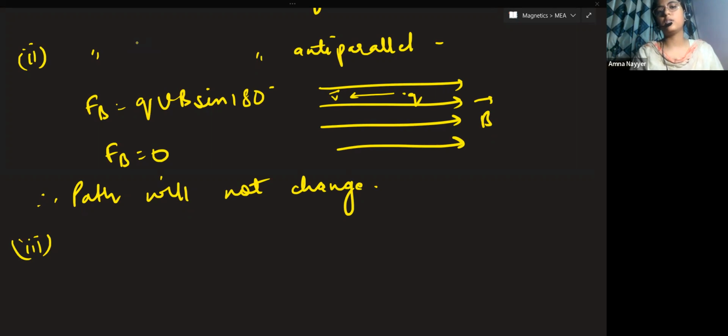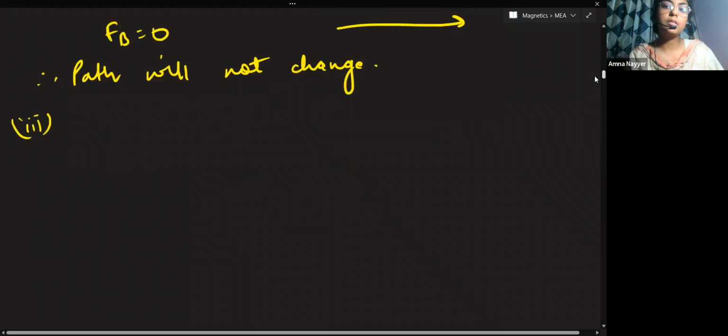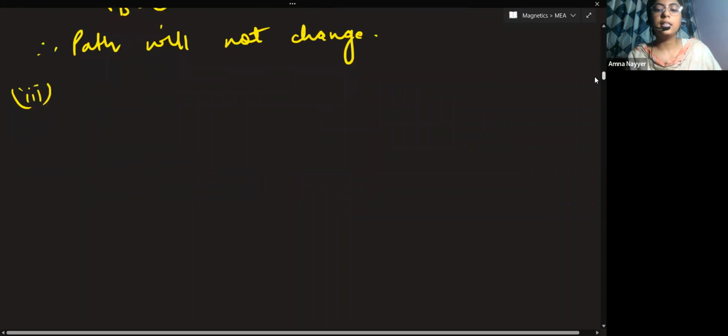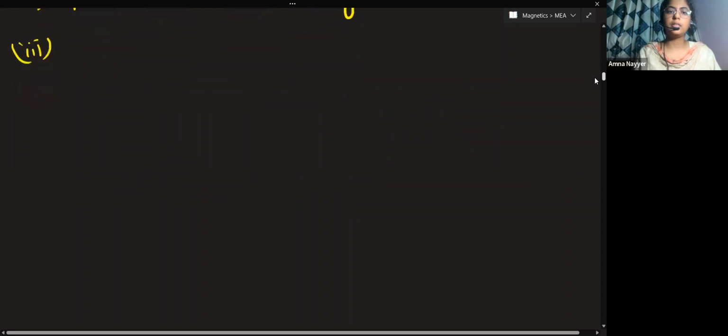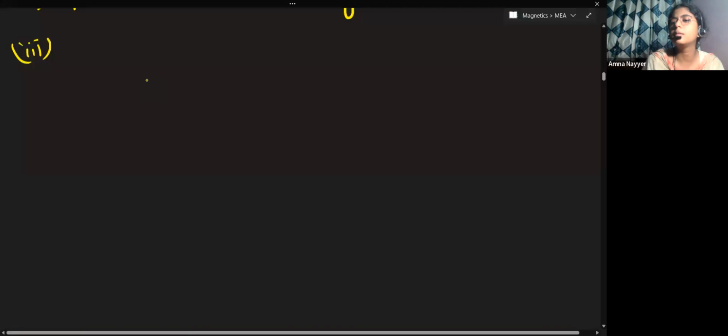Here the concepts of uniform circular motion will be used. We'll discuss that in brief; it was done in your class 11. Why will that be used? Two cases we have seen, parallel and anti-parallel, where force is zero and the path won't change. This is the case if the magnetic field and the particle are perpendicular.